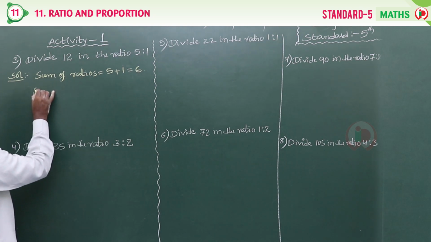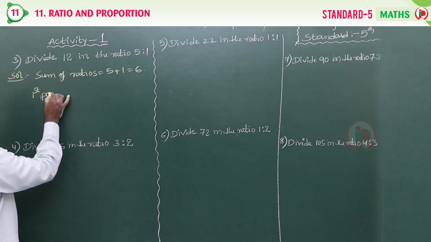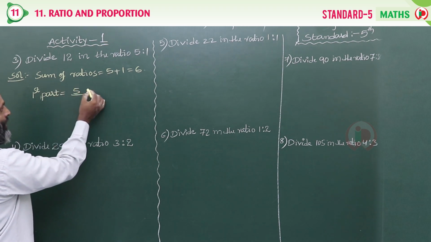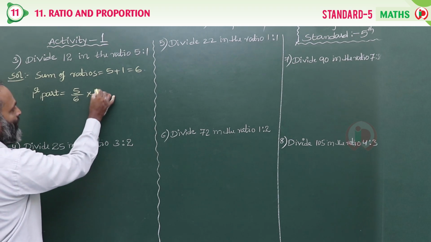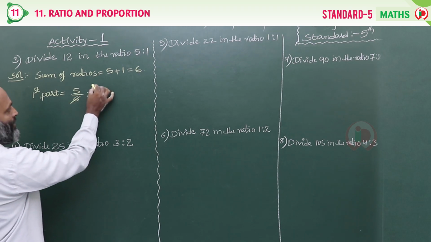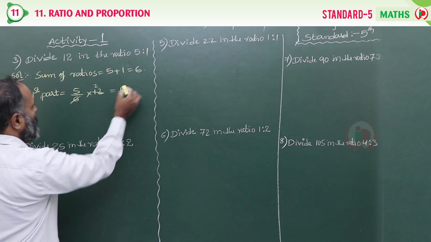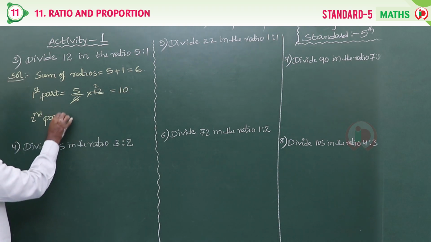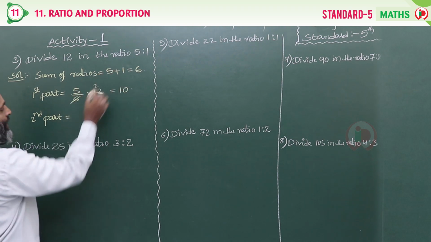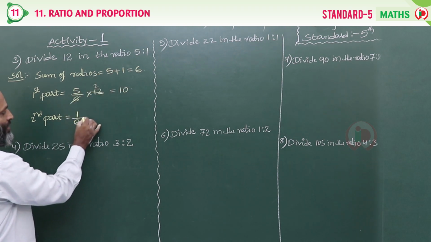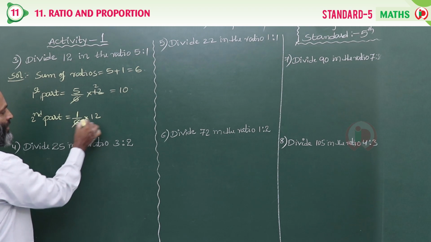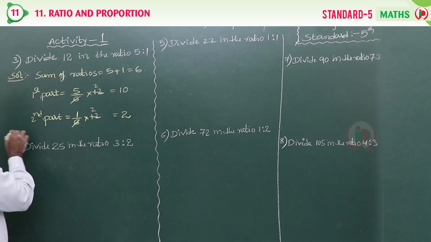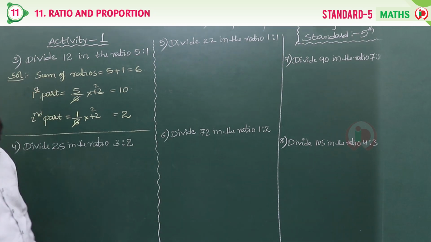Then how to find the first part? First part is equal to the first ratio divided by the total ratio into 12. 6 ones are 6, 6 twos are 12, so 5 twos are 10. That is the first part. The second part means the second ratio, that is 1 by the sum of the ratios 6, into 12. 6 ones are 6, 6 twos are 12, so 1 two is 2. So this is our first part and second part.